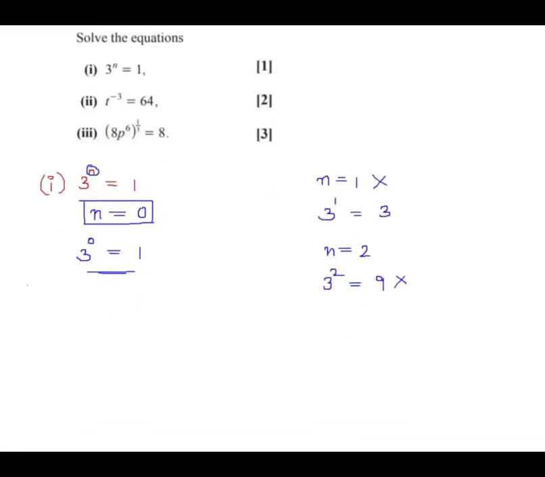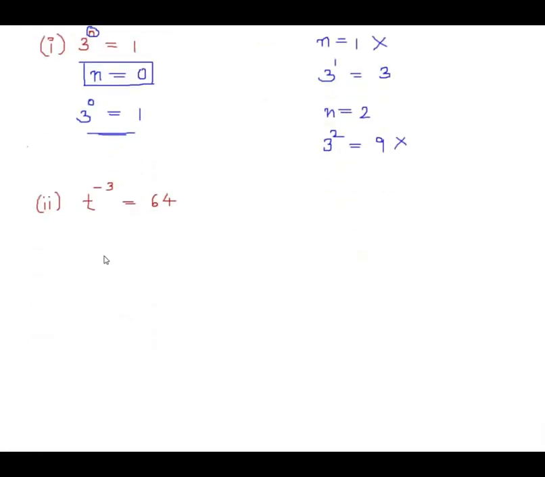Now let us look at the second question. t to the power of negative 3 equals 64. Get the negative power as a positive power first. So we have to just flip it and write it as 1 over t cubed equals 64.